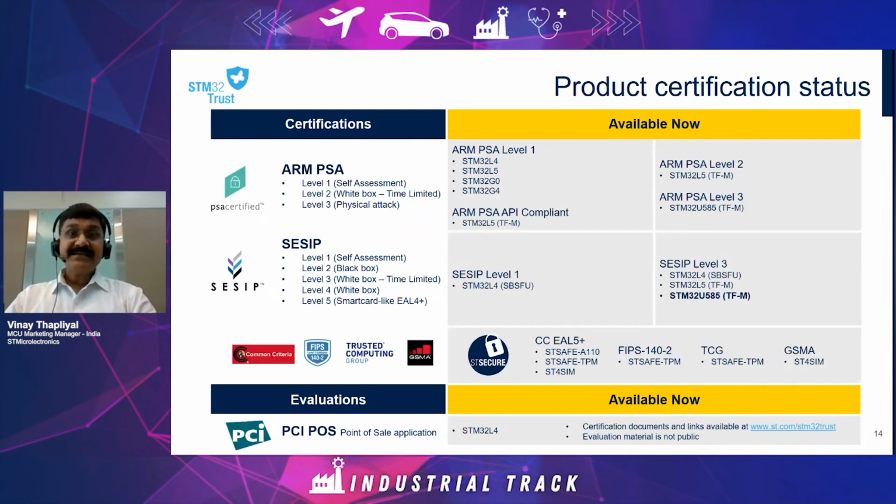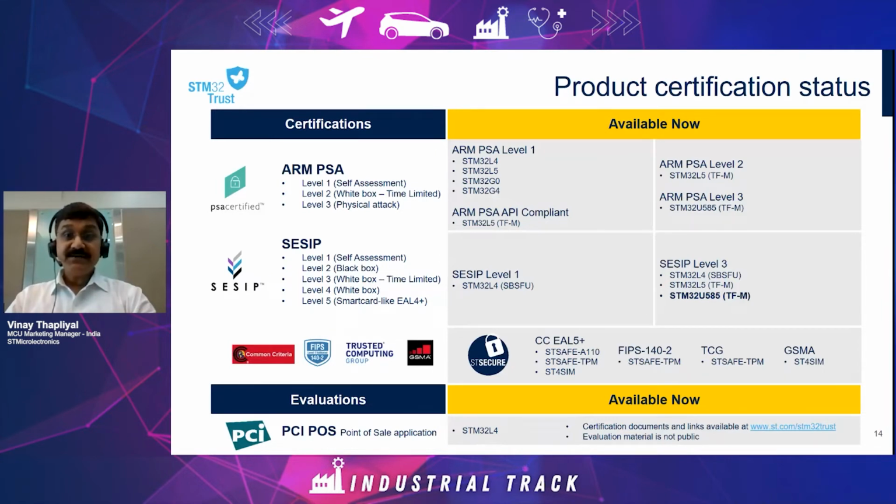So let's check the certification status at product level. PSA provides three levels, from level 1, which is basic self-assessment, to level 3, which provides compliance up to physical-level attacks. SESIP provides five levels, from self-assessment up to smart card-like level 4 plus. Its level 3 is on par with PSA level 3. Different MCU platform manufacturers comply with these different levels of implementation. Some could be at silicon level and some at software level.